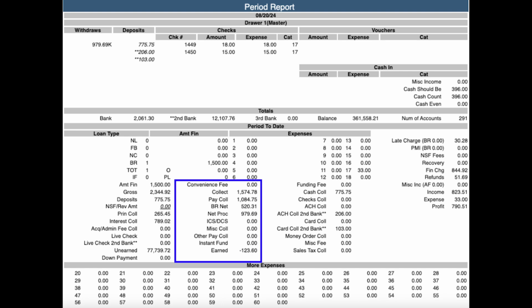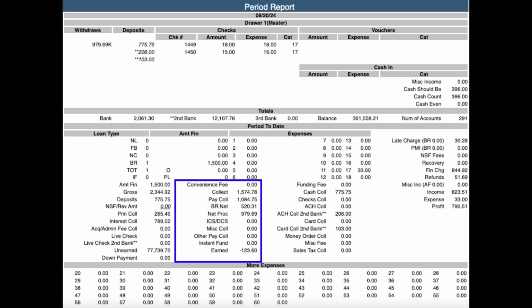Net proceeds: the amount of proceeds given to the customer for a new loan, borrower renew, refinance, former borrow for that accounting period. ICS/DCS: total amount of the ICS/DCS for that accounting period. Income cash supply: distribution of cash supply, money to and from branch to home office.